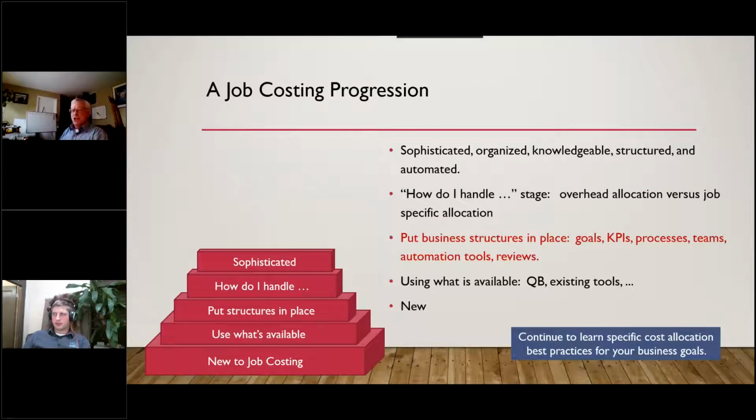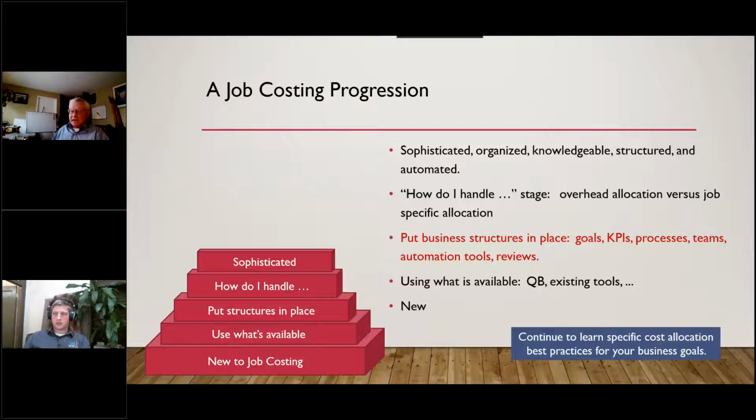So here's a typical job costing progression. This is pretty interesting. Start at the bottom, new to job costing. Okay, so new to it, don't really know how to do it. I've got a pile of receipts and I've got my checkbook, stuff like that, and my credit card. Okay, fine. At the first level, you learn about it. You just dive in and learn. Second level is use what's available. Use QuickBooks. QuickBooks is kind of a typical starting point, along with Excel, any existing tools. I just happen to have it, and there's job costing in there.